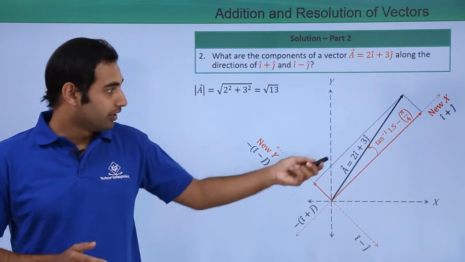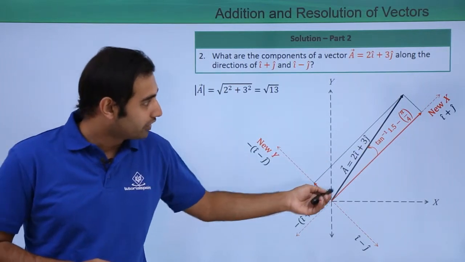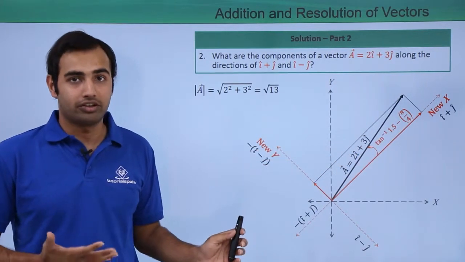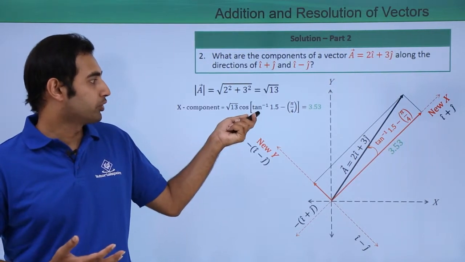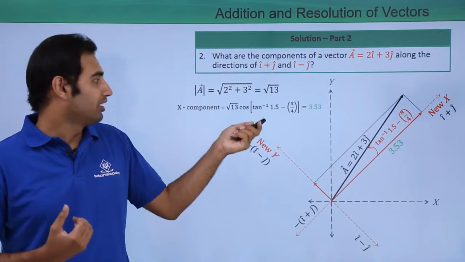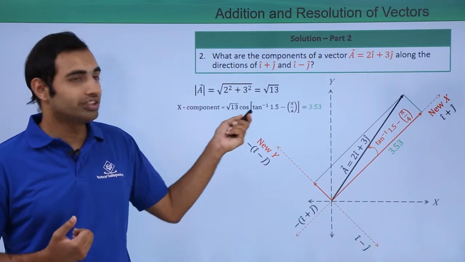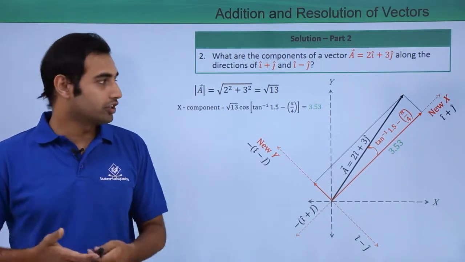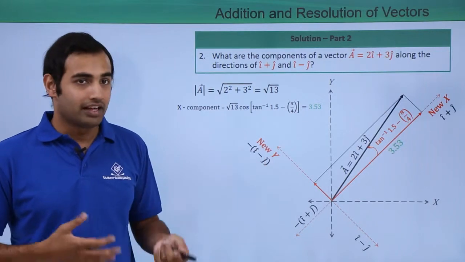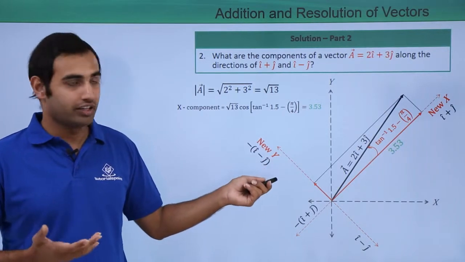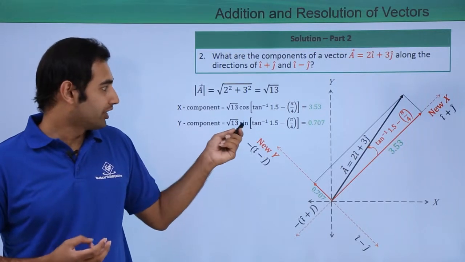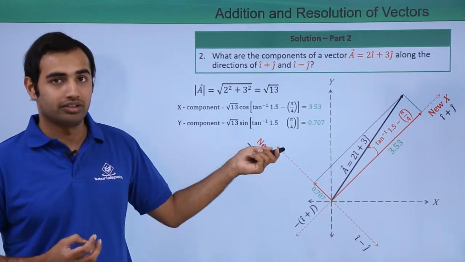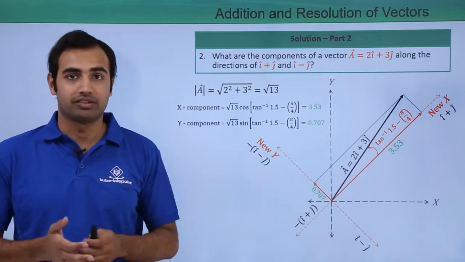If you have any doubts in the concept of resolution, please go back and watch the video on resolution. So carrying ahead, the value of the magnitude of this vector along the x-axis will be nothing but root 13 cos of tan inverse 1.5 minus pi by 4, which is simply magnitude into cos of the angle with the x-axis. The result of this comes out to be 3.53, and similarly the y component, which is along the y-axis, will come out to be root 13 sine of the angle. So sine of tan inverse 1.5 minus pi by 4, the result comes out to be 0.707.